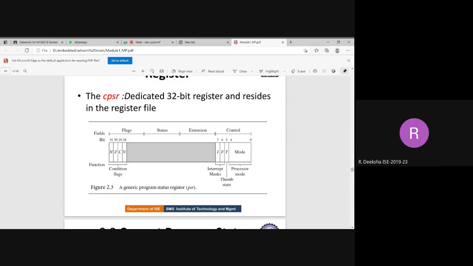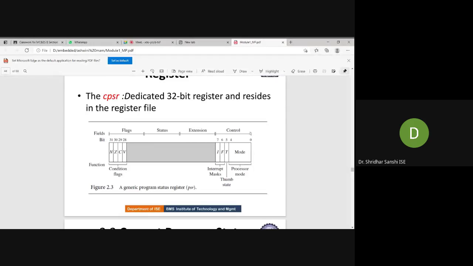Check properly. 8 bits, sir. No, out of 32 bits, we are using 8 bits for the control field. I'm asking how many bits are used for indicating processor mode. One of you said 4, one of you said 8. Both are wrong. See the figure. It is 5 bits, bits 0 to 4.